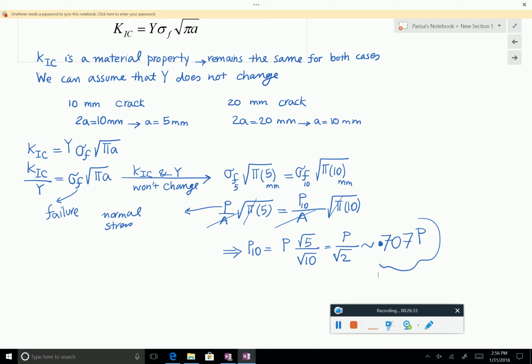Divide by 2 because these are both internal cracks. You see it in the shape, this is a schematic. Maybe I write down here. In your homework, I think you have a surface crack.